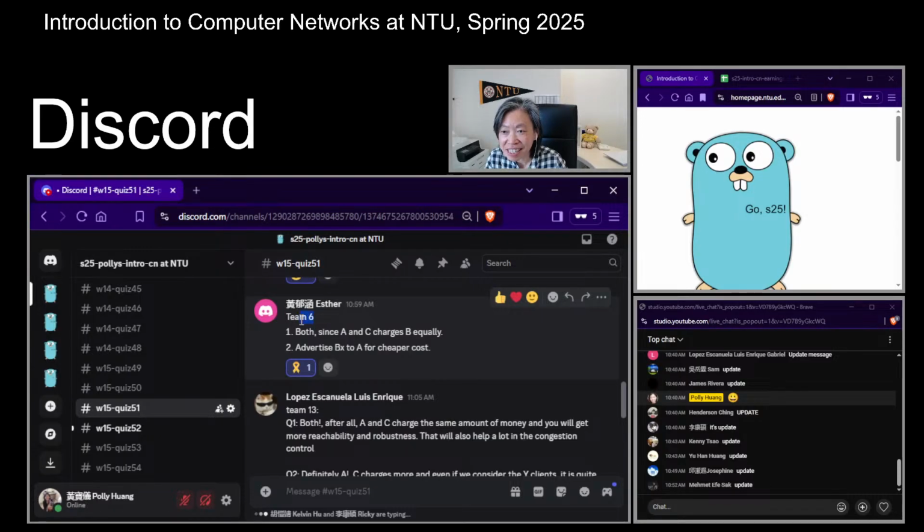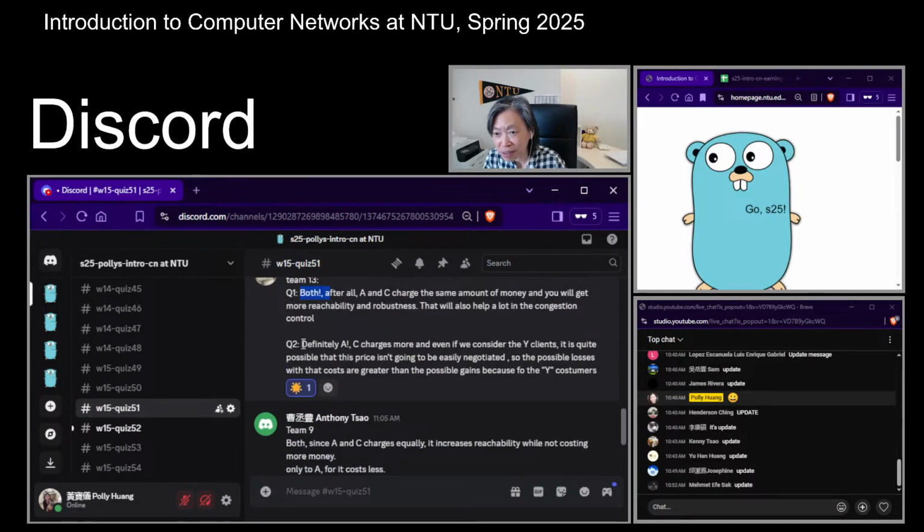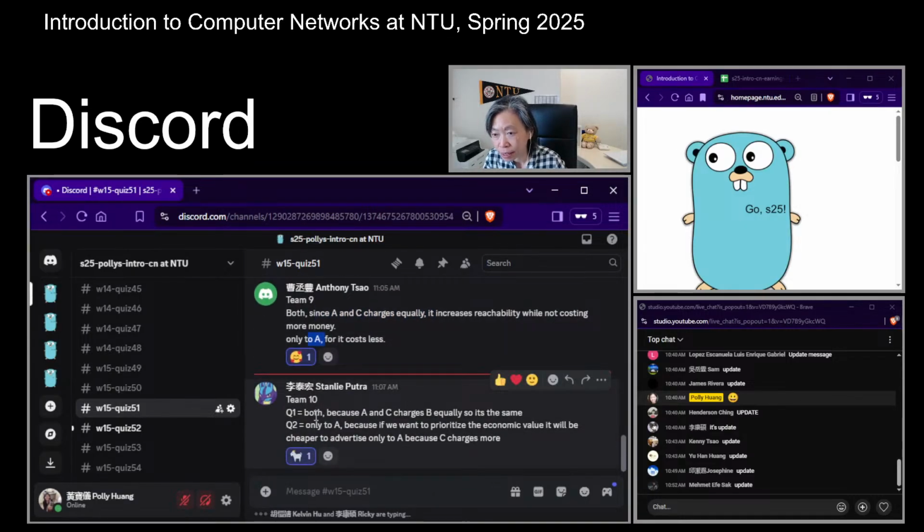So Team 6's answer is very straightforward and gets to the point: both, since A and C charge B equally. And then for Q2, definitely only to A because A is cheaper. Yeah, I think that's generally the case this time. Both, and only to A. Anyone dare to take a different stand?